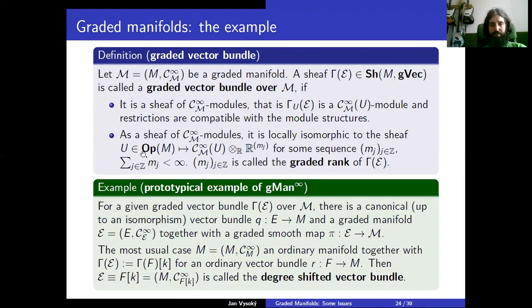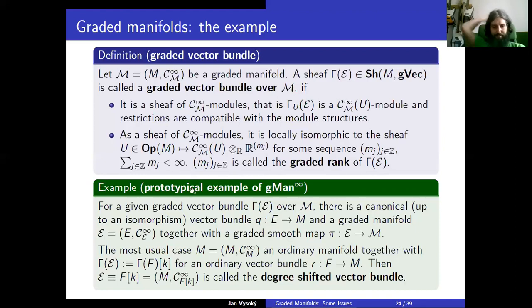The second condition is that Γ(E) is locally finitely and freely generated. What does it mean? It means that as a sheaf of C∞(M) modules it is locally isomorphic to the sheaf which assigns to each U just the product of functions times some graded vector space R^J for some fixed sequence. For each U the sequence is the same, and this sequence is called the graded rank of my graded vector bundle. So this literally means that I have some local frames which I can use.